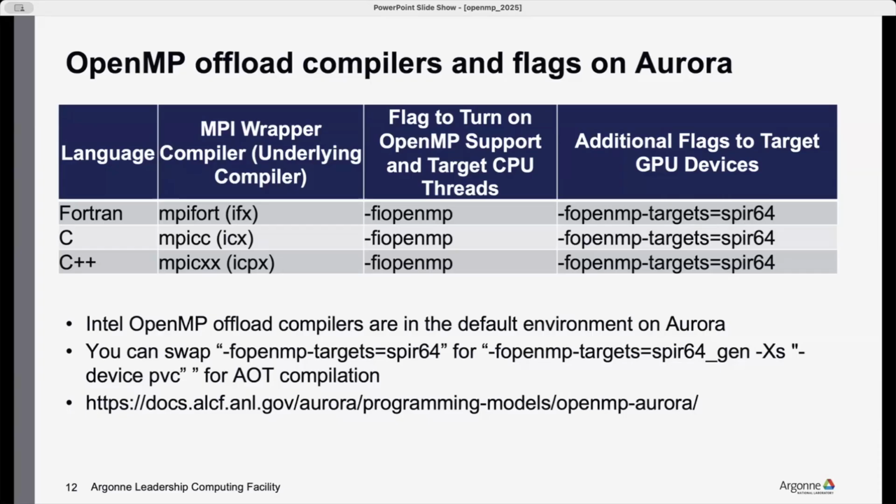Chris had touched on this earlier for JIT compilation versus AOT compilation. So the shorter one, if OpenMP targets spir64, does JIT compilation by default. But if you want to use AOT compilation, use spir64_gen and then -Xs device PVC for ahead of time compilation. And this is all at the documentation link. So feel free, you don't have to memorize this, you can go look at the documentation link. And these are the compilers that are on by default on Aurora, so you would see them by default.